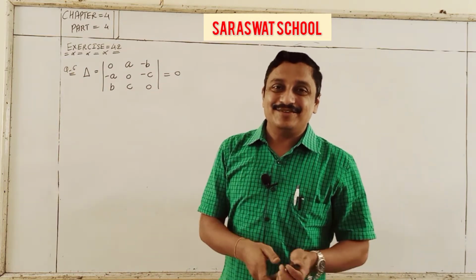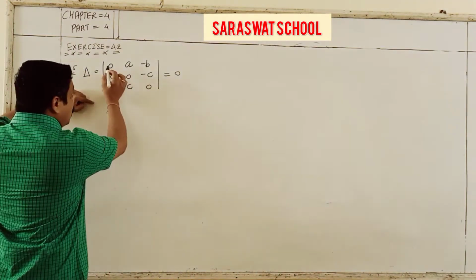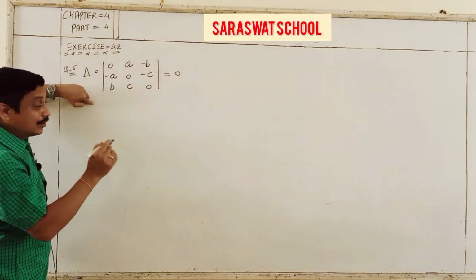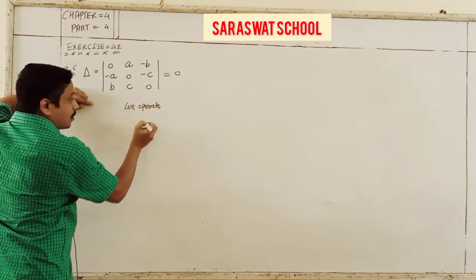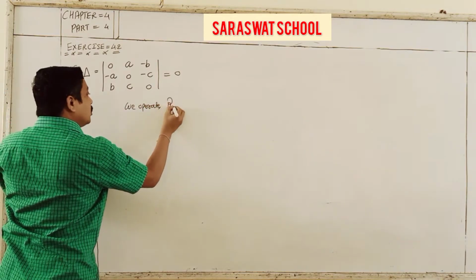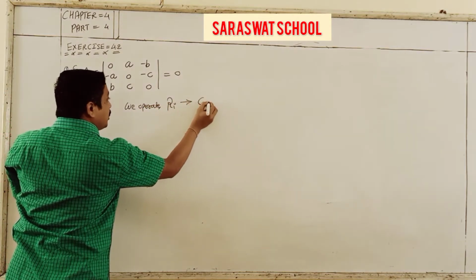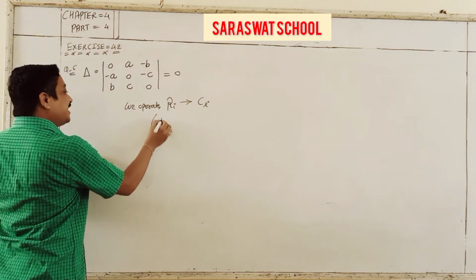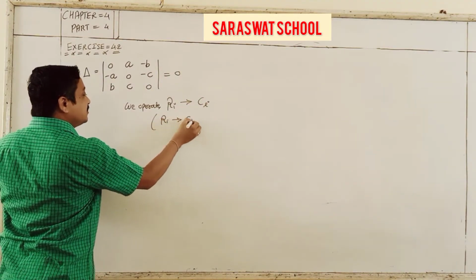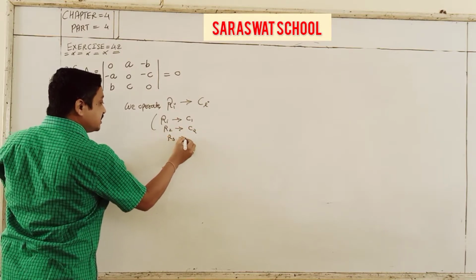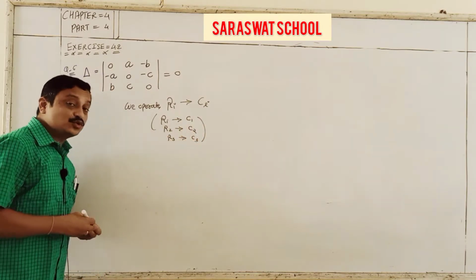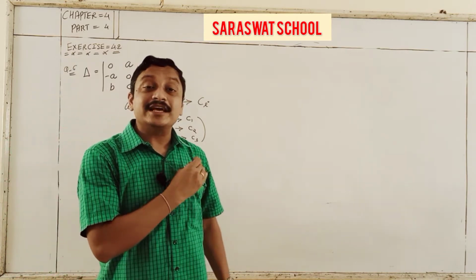So very easy. First of all, I convert all the rows into columns. So we operate: every row translates into every column, just like R1 changes to C1, R2 changes to C2 and R3 changes to C3, because I want to answer 0 without any expanding.